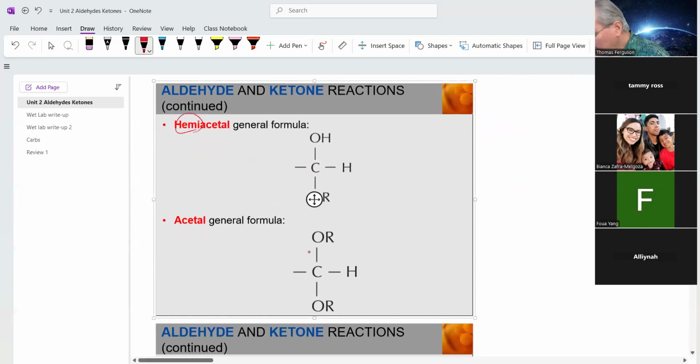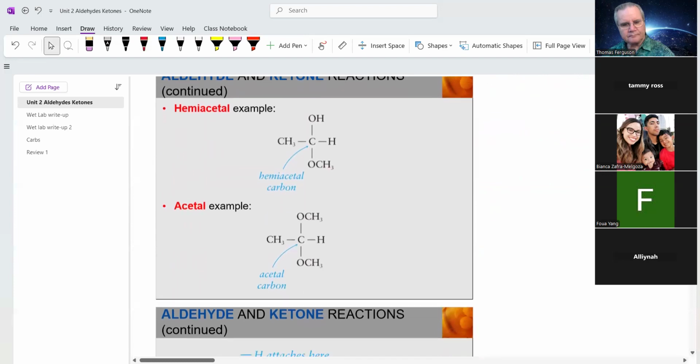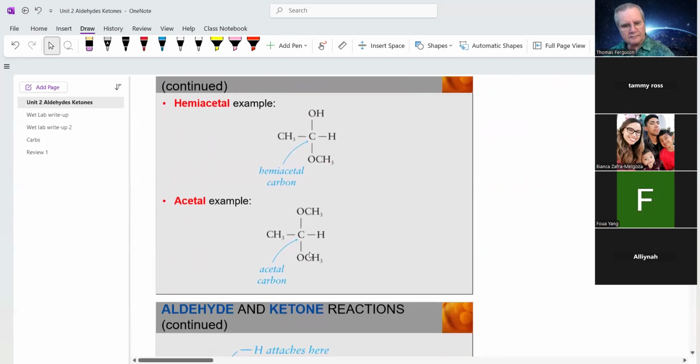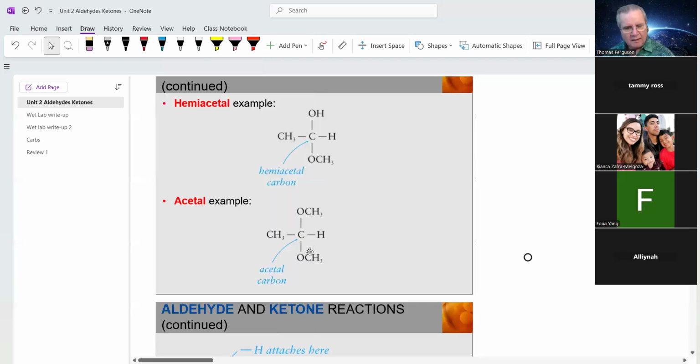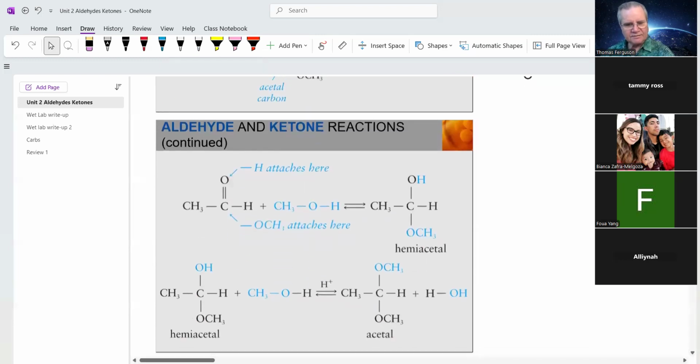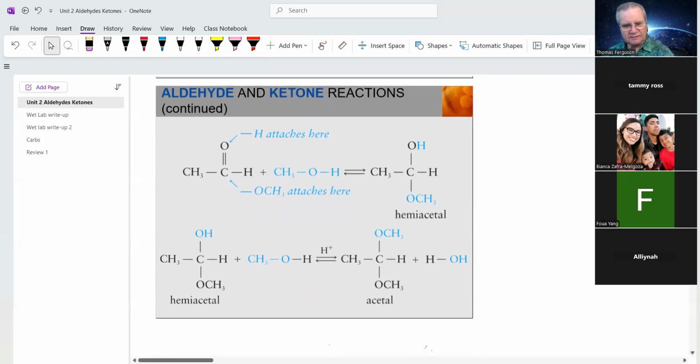So the hemi part is the OH part. No OH, no hemi. And again, it all centers around the anomeric carbon. Okay, all right, so let's do some examples here.